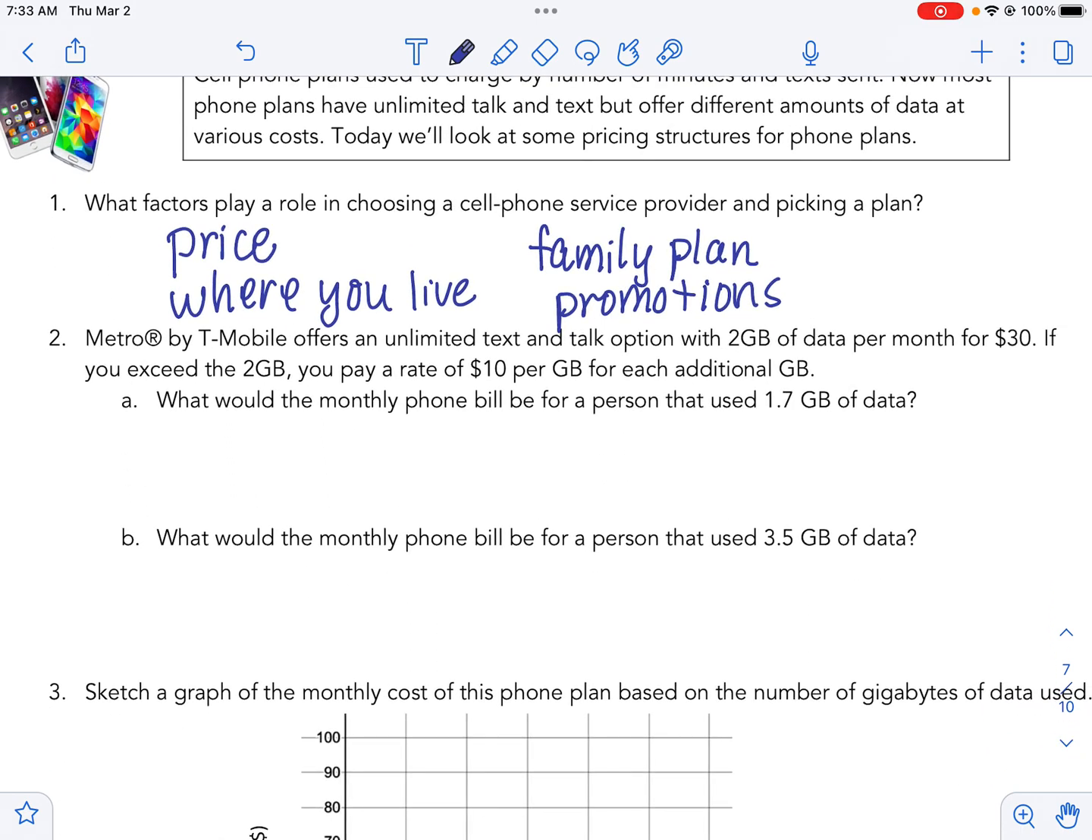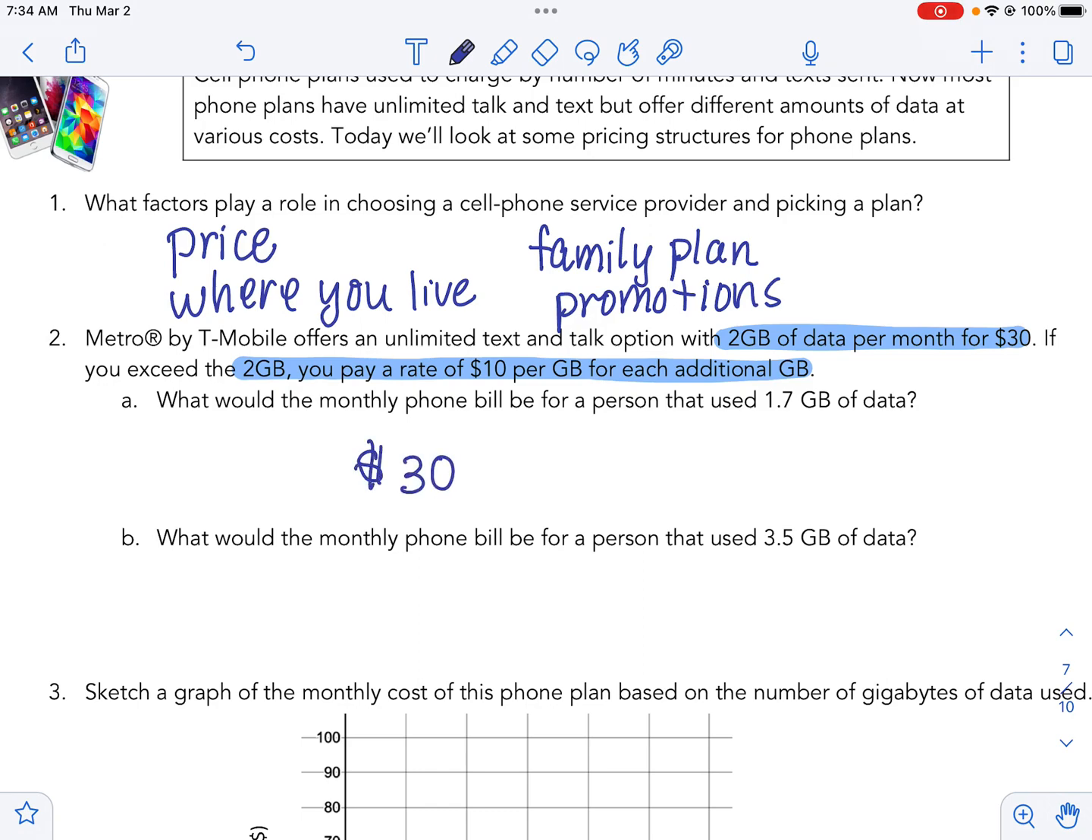Number 2, Metro by T-Mobile offers an unlimited talk and text option with 2 gigabytes of data per month for $30. If you exceed 2 gigs, you're going to pay a rate of $10 per gig for each additional gigabyte. So it says, what would the monthly phone bill be for a person that used 1.7 gigs of data? Okay, so for that, you're not going over, so just $30.